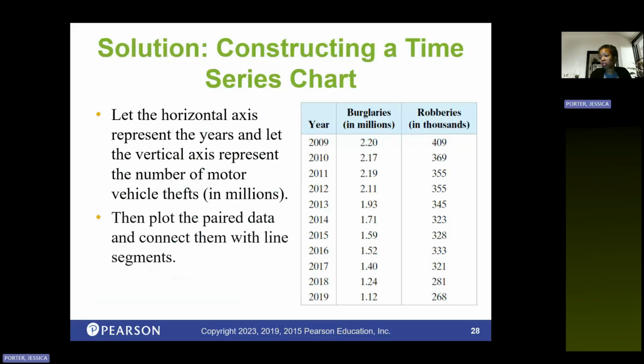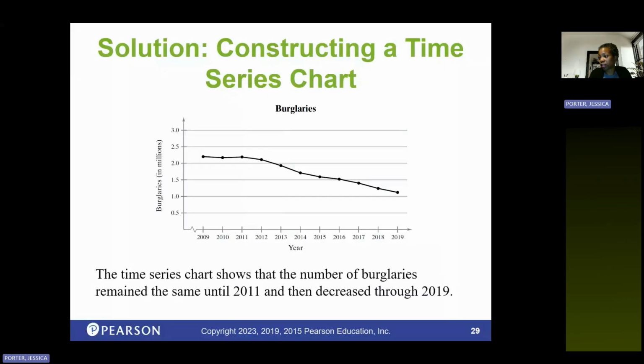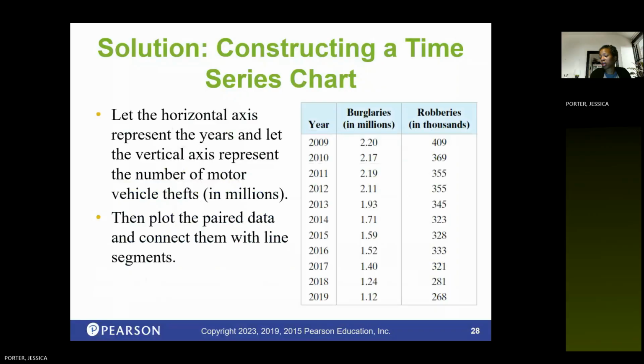What's the difference between a burglary and a robbery? Okay, so maybe they meant burglaries. So apparently burglaries are what we really wanted here. And I'm going to plot 2009, then 2.2, 2010 and 2.17, 2011 and 2.19. Let me show you how to do this in StatCrunch because I think you're going to have a question like it.